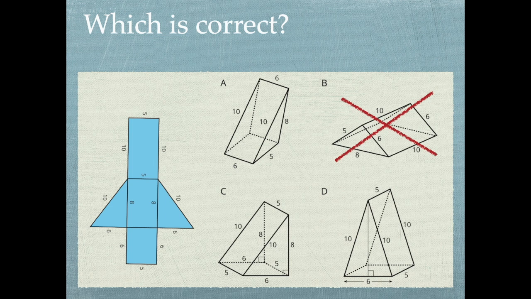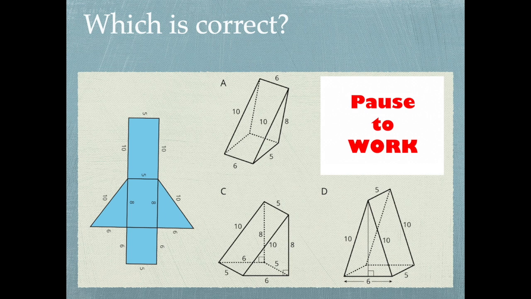Let me see the face of 10 and 5. So this one's base is 10 and the height's 5. Here's 10 times 5. But this has a 10 times 6. I think you're going to have to pause the video here to see if you can figure out which prisms match this net.